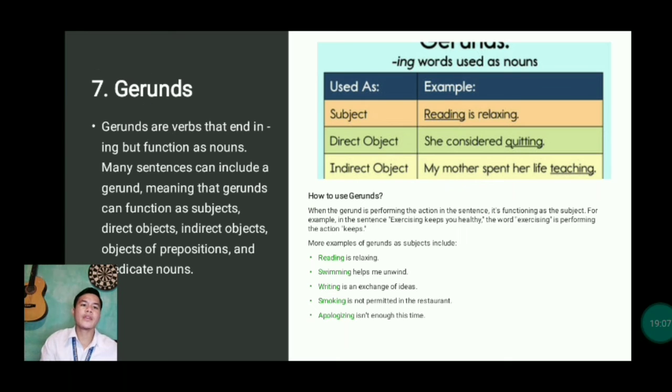So here is the seventh, which is gerunds. We all know gerunds are verbs that end in -ing but function as nouns.